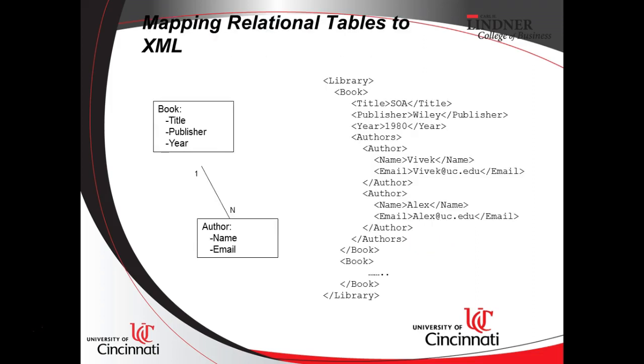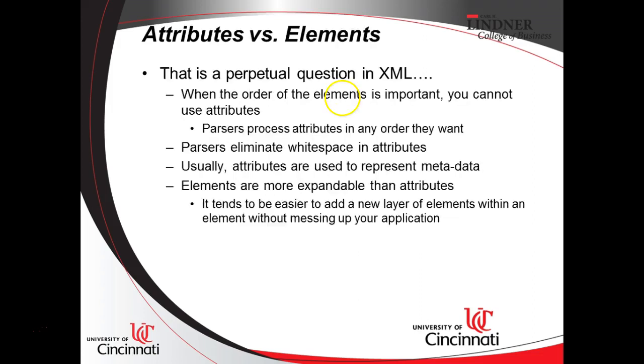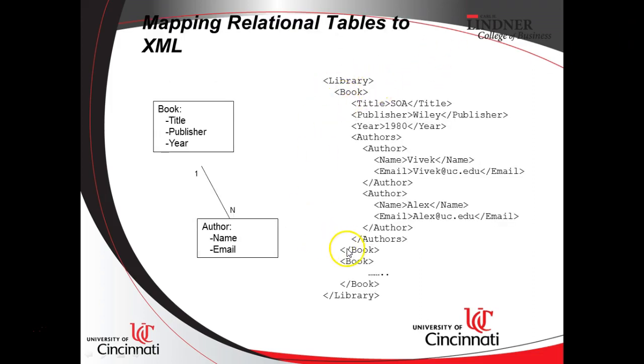Okay, mapping relational tables to XML. In this case, you see that a book is owned by an author. So in other words, there could be multiple authors for a book. A lot of times college textbooks, you'll see that. So you could have a one-to-many relationship between book and author. So take a look at this XML document. We have the root element called library. It's the open and close element. Then inside of library, we have an element called book. So open book and close book.